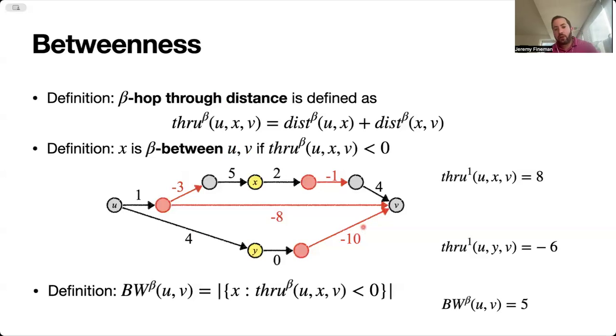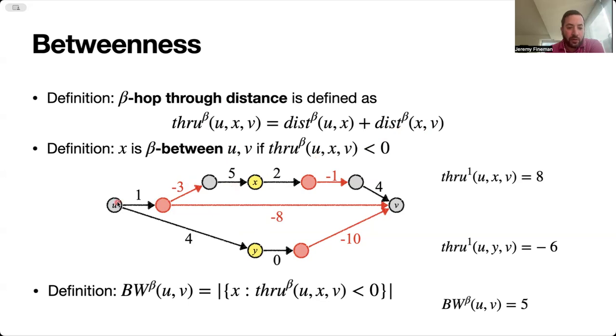Okay, so let me give you one of the key insights, I think, to sort of start making progress here. And this is thinking in terms of the distance through some other vertex. So I will call the beta-hop distance from U to V through X, or the through distance, denoted this way, and define that as the distance from U to X plus the distance from X to V. Okay, so we're forcing you to go to X along the way.